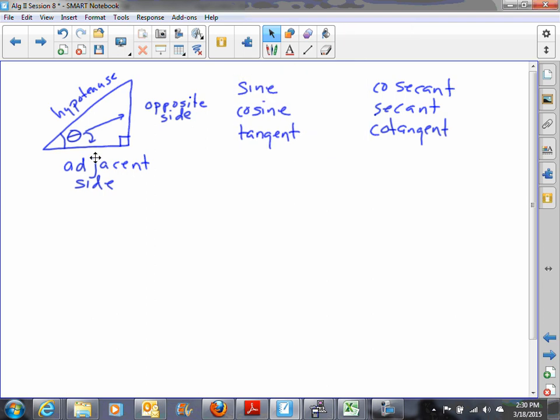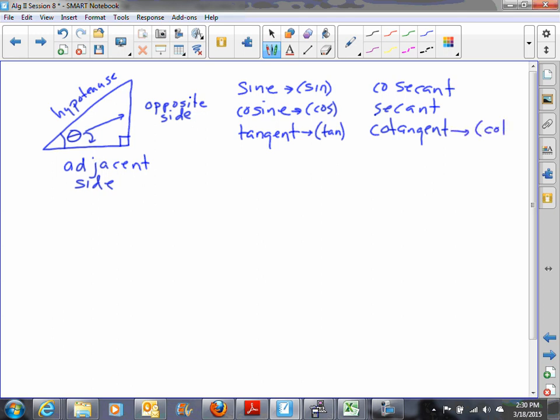Now, the abbreviation for the sine is SIN. The abbreviation for the cosine is COS. The abbreviation for the tangent is TAN. The abbreviation for the cotangent is COT. The abbreviation for the secant is SEC. And the abbreviation for the cosecant is CSC.